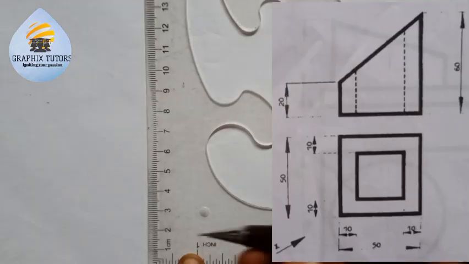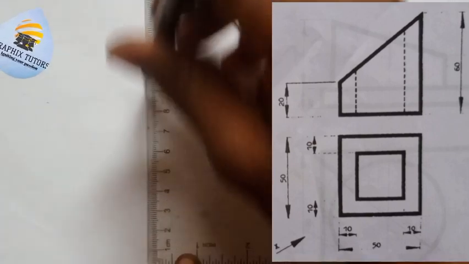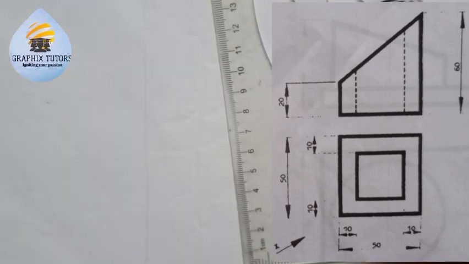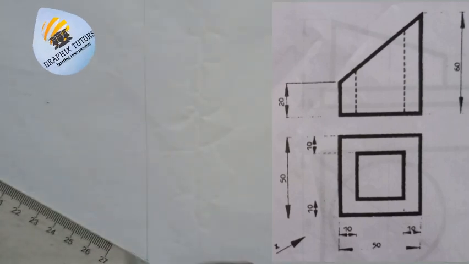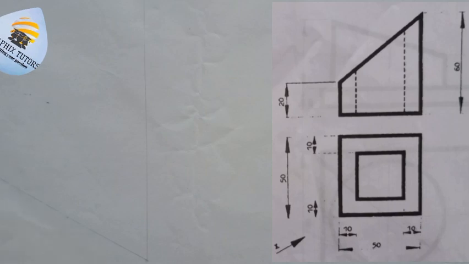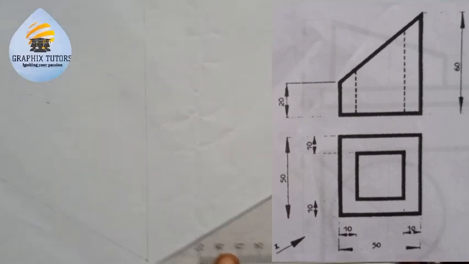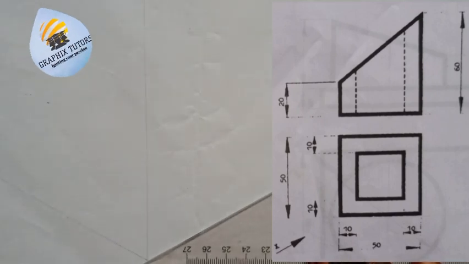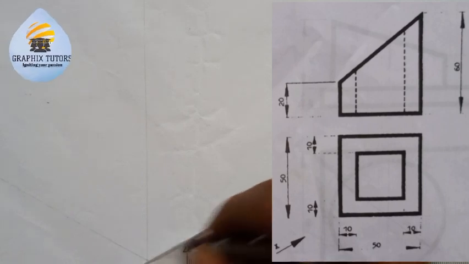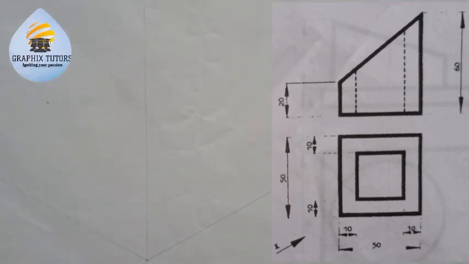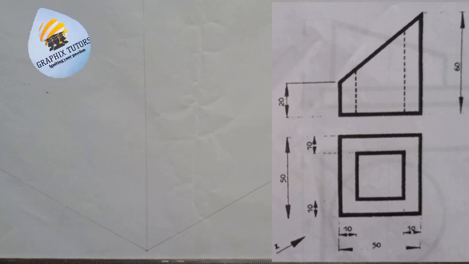You draw the vertical line this way, and you draw the axis this way and also this way. These are the first two things you are going to do. Now the next thing we'll do is this.